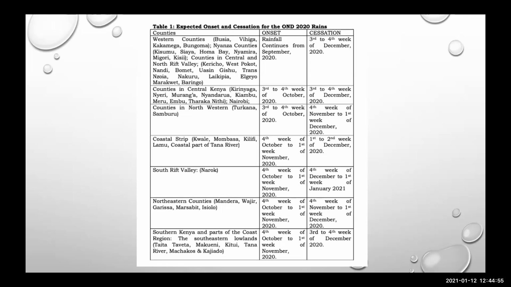And that was especially when we had the SWIFT project, which provided us the data to run the weekly anomalies. And with that, we were able to be quite accurate in our forecasts for the onsets.